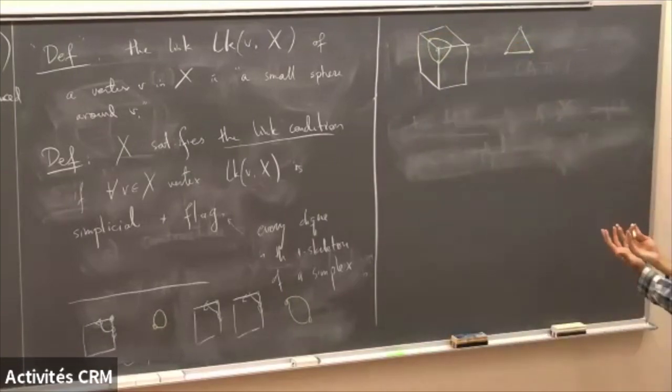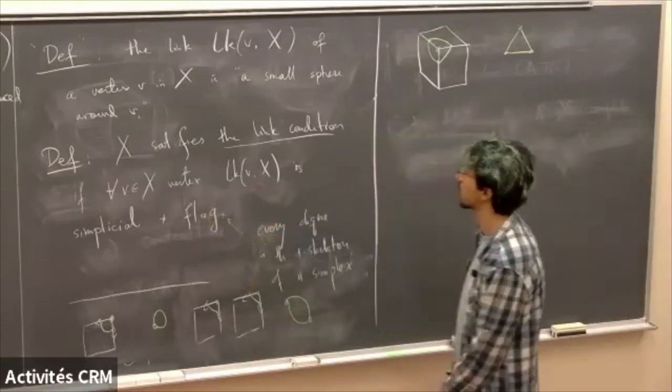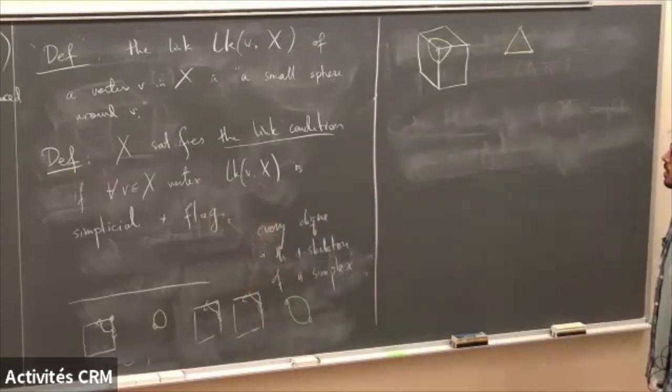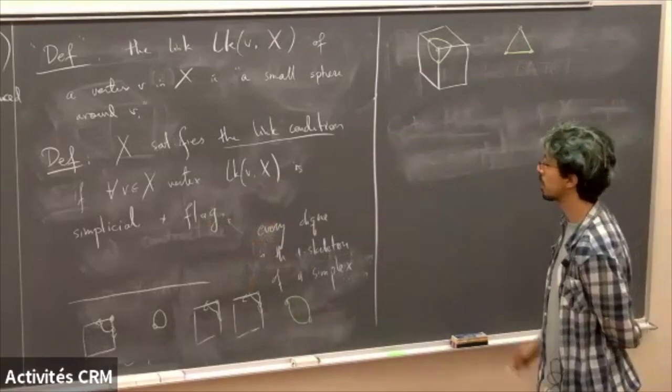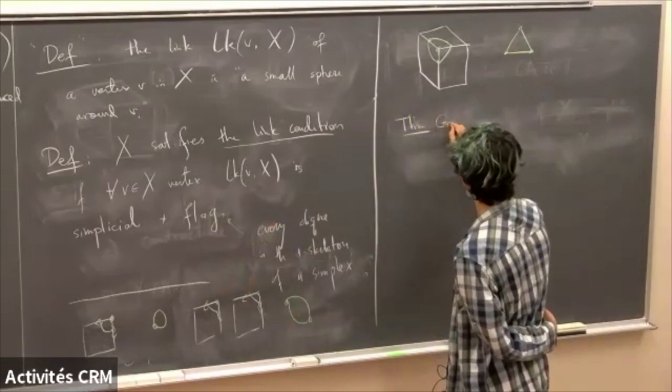And what it sort of indicates is that there is a missing cube. So if it were filled, if it were flagged, then there would be the whole three-dimensional cube that we should see in this picture. And here's the theorem, I guess.